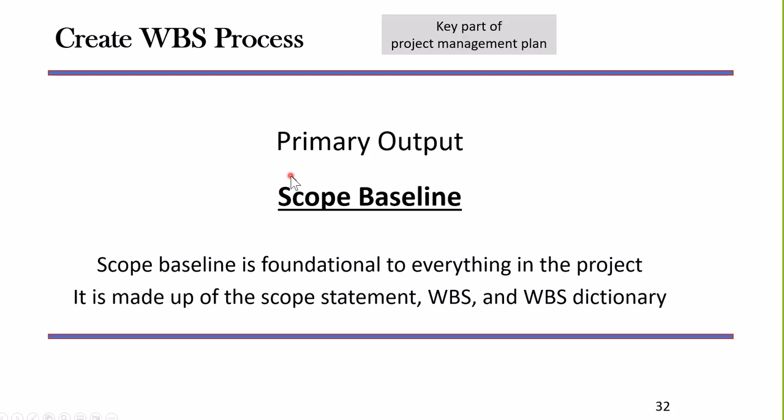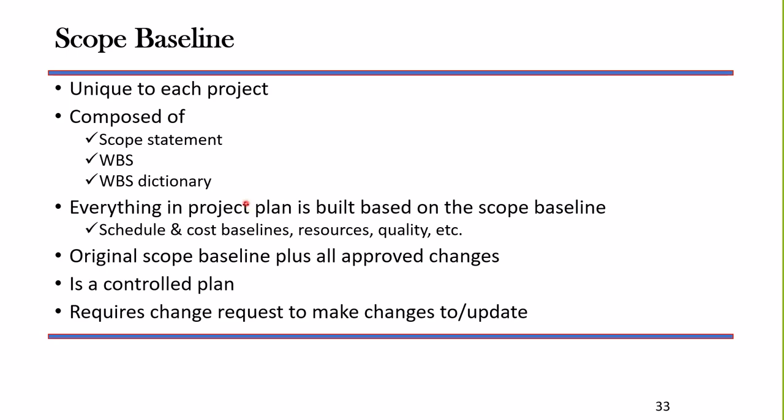Remember I said we had 3 baselines, scope, schedule, and cost? Those baselines are placed under control once they have been produced. What do I mean? I'm going to check those baselines, the actual results coming from executing to the plan, to make sure that we are executing in accordance with the plan. And I'm going to do that for all 3 of those baselines. The scope is foundational to everything else in the project. If we get the scope wrong, the project is going to be wrong. It's unique to each project.